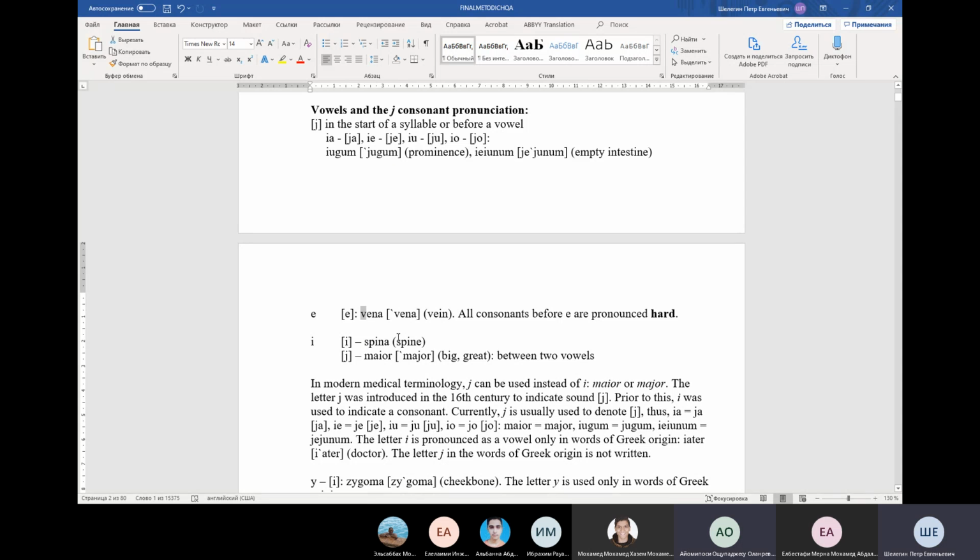Correct. For E, give the two examples of the E reading, like E and like Y. Between two vowels, E is read like Y, like in the word mayor. Mayor. Nice. Mayor. Don't get the R, it's not the English language, it's Latin. Mayor. Done.